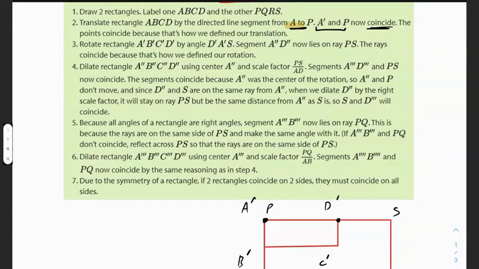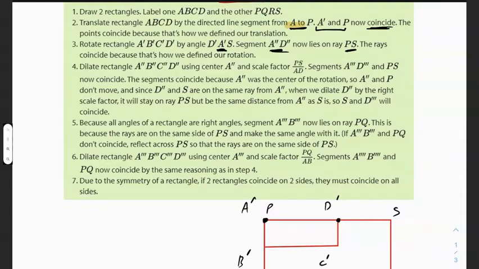He says, rotate ABC by the angle, now lies on PS. Okay, what is he wanting us to rotate around? I'm assuming he wants us to rotate around A prime, because that's the angle he's talking about. And then it says A prime, D prime now lies on PS.